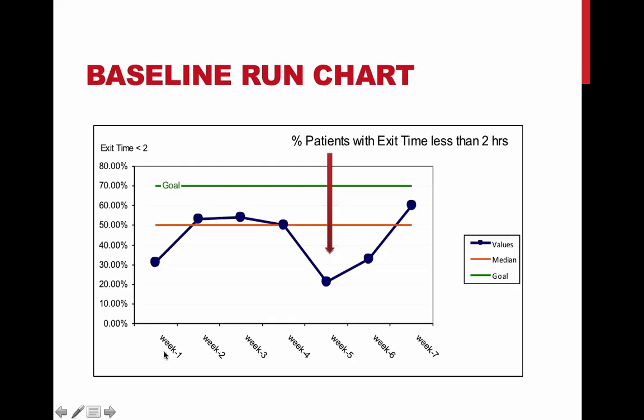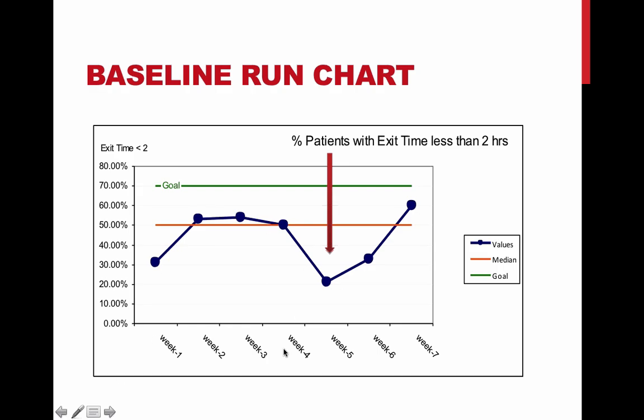Now I'm going to look at my data from week to week. This week, what percentage of my patients exited within 2 hours? What I find is, this week it is roughly 31%. In week two, it is about 53%. Week three, it was again around 53%. Week four, it was 50. Week five, it is reduced. It is now 21%. Week six, it is a little more than 30%, etc.